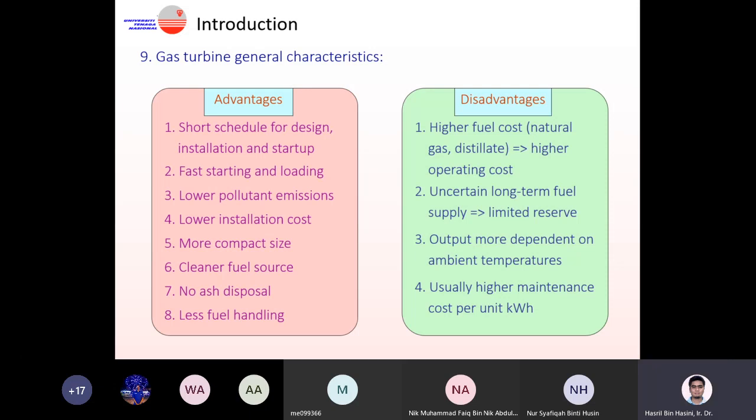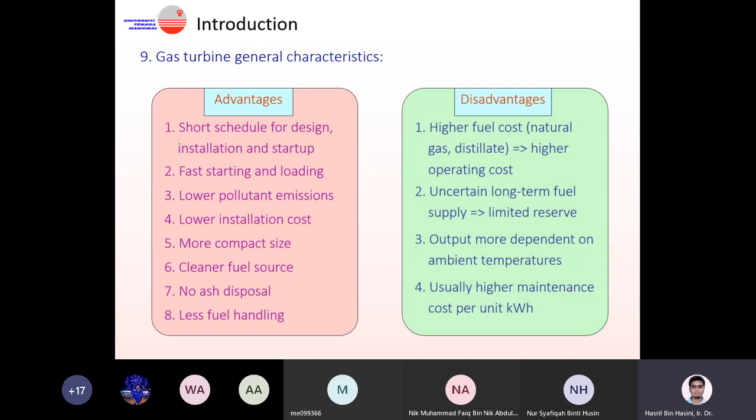Okay, in terms of the disadvantages, the fuel is expensive. Natural gas is much more expensive as compared to the coal. So you can see the higher fuel costs, natural gas and distillate, and therefore it is higher in the operating cost. This is one of the reasons why we don't treat gas turbine as our base load. We treat gas turbine usually for our peaking load. Peaking load, they don't use 24 hours per day. They might be using a few hours per day during the peak time.